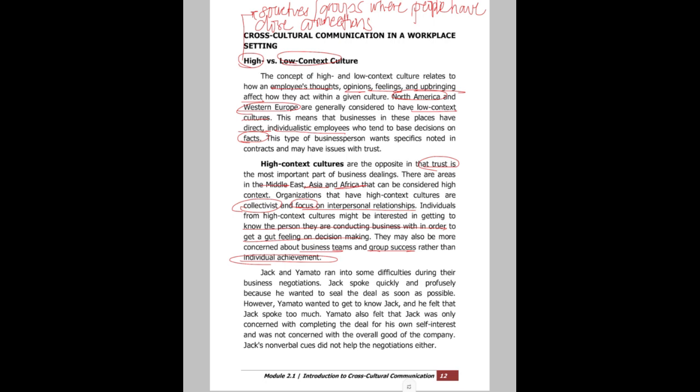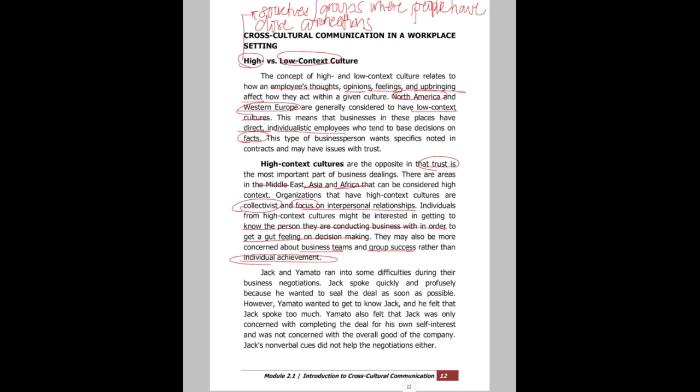Para nang sa ganon, maayos na yung business. Kumbaga, makuha na agad niya. Matapos na yung negotiation. But then, iba yung culture kasi ng mga Japanese. So, si Yamato, as one of the Japanese counterpart, gusto niya na kilalanin muna si Jack bago nila ma-close yung deal dun sa proposed business.